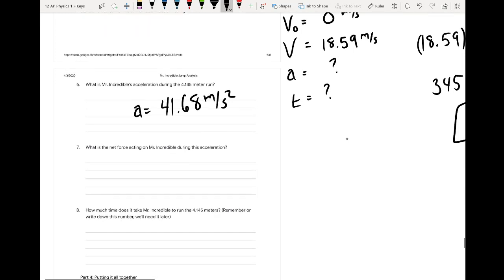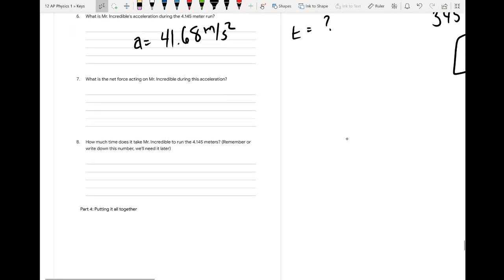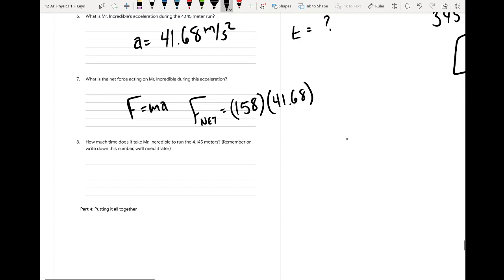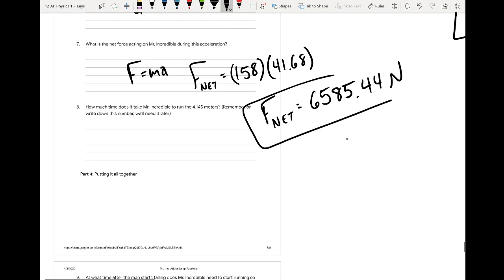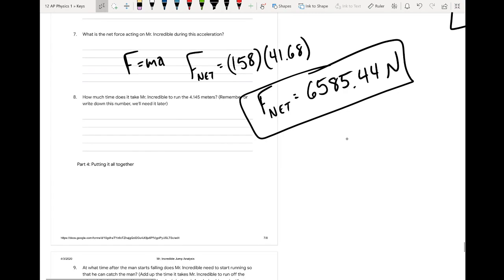And then we're just going to assume that he has a constant acceleration from rest. So what's the net force? We know that net force equals mass times acceleration. So F net is equal to, we set up earlier, mass is 158 kilograms, 158 times 41.68. So he's exerting a net force. If we're assuming it's constant, we know that it probably isn't. He's not always in contact with the ground, but that's okay, it's an assumption. So 6585.44 newtons.